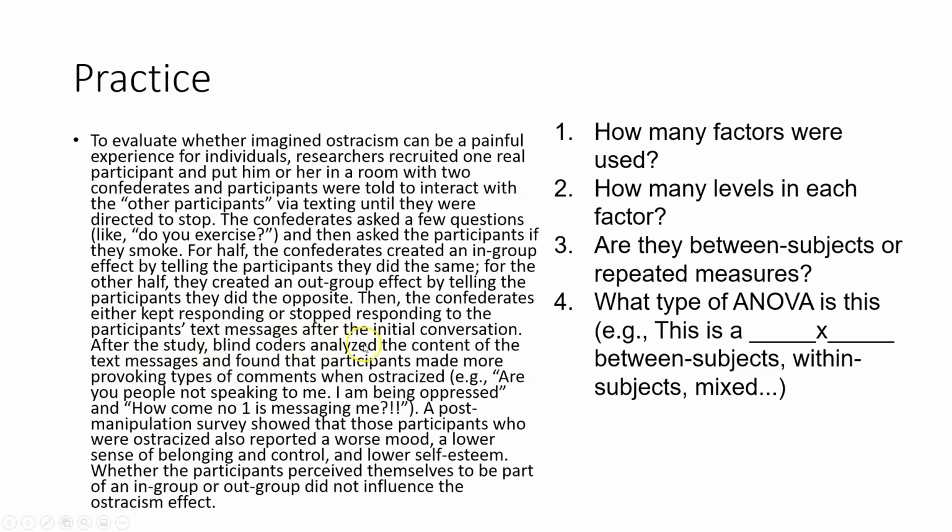After the study, blind coders analyzed the content of the text messages. So people in the study were told to keep texting, and so they would keep writing out stuff. And after the study, coders were looking at what kinds of things they were typing out, and you can see that they found participants made more provoking types of comments when ostracized. For example, "Are you people not speaking to me? I am being oppressed." And "How come no one is messaging me?"